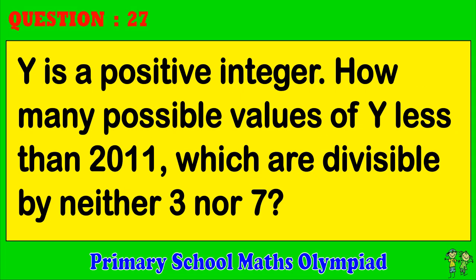Question 27. Y is a positive integer. How many possible values of y less than 2011 are divisible by neither 3 nor 7?